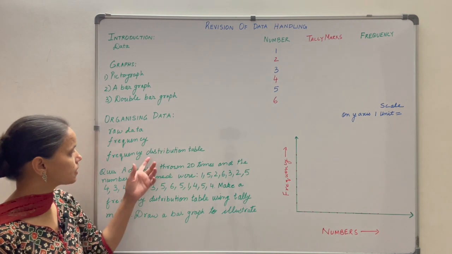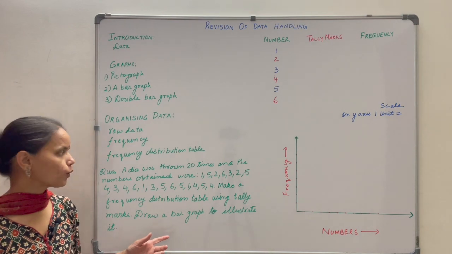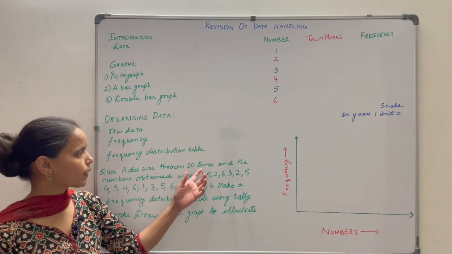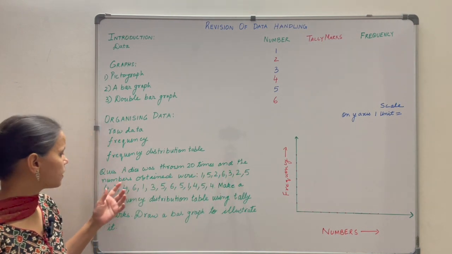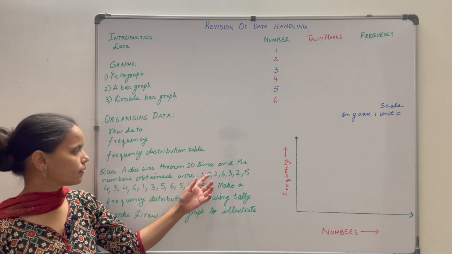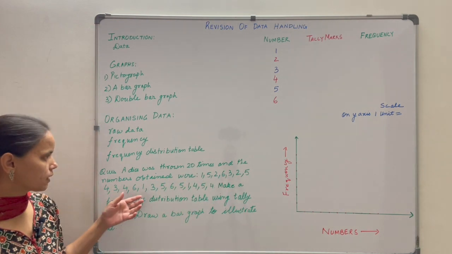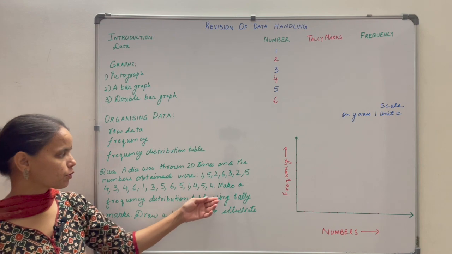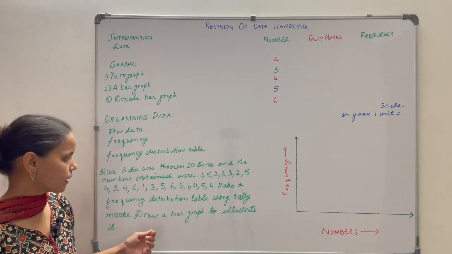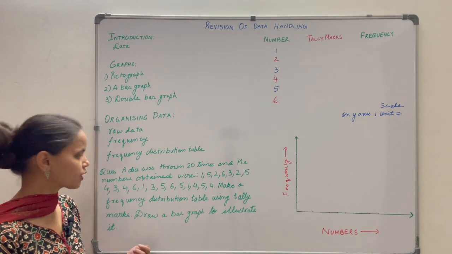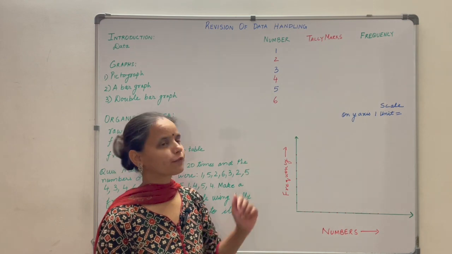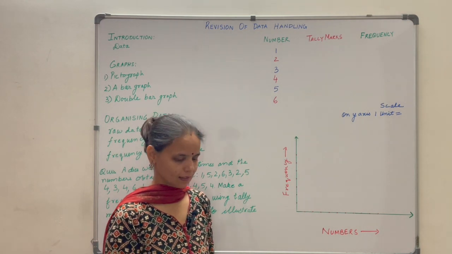To understand these terms, let us take this question. A dice was thrown 20 times and these were the numbers obtained. Make a frequency distribution table using tally marks. Draw a bar graph to illustrate it. So let us make the frequency distribution table.